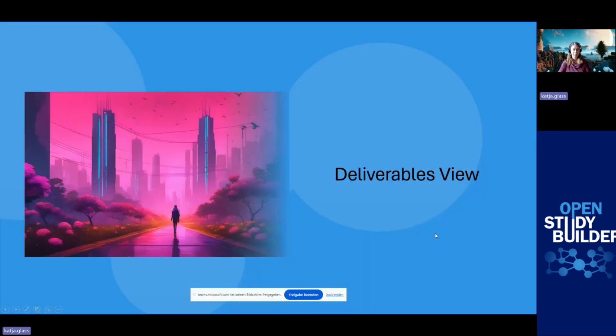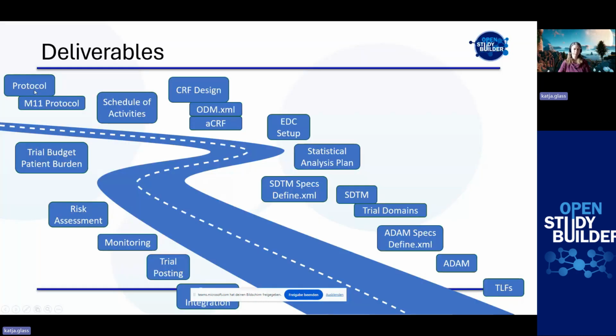If we want to look at the outputs from the deliverables, so what do we have on our road? We will start with a protocol. There's now a new M11 guideline. There's a schedule of activities, then comes CRF design, EDC setup, statistical analysis plan, SDTM, ADaM, and finally TLFs. We all have it on our road. We have it in our minds. There are also connected things like trial budget planning or patient burden planning, risk assessments, monitoring, and so on. This is all connected, and this could all be done with the metadata we collect in OpenStudyBuilder.